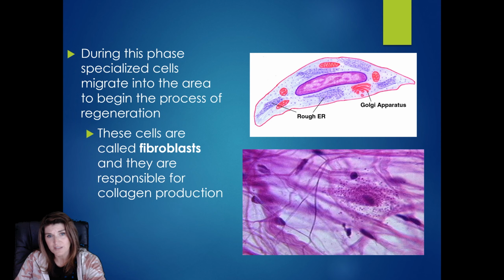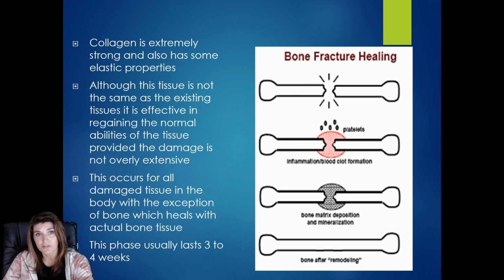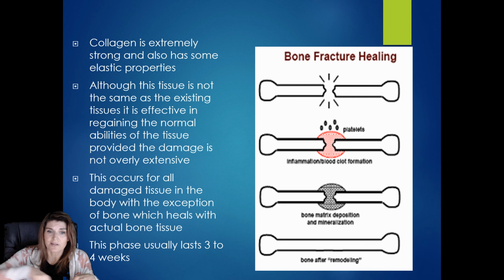Okay, so this happens in soft tissue. The tissue will never be the same as the existing normal tissue. If you get a scar, you'll notice that scar tissue heals a little bit different. It doesn't look exactly like what it did originally. And again, this occurs throughout the body, except in the case of bones breaking.